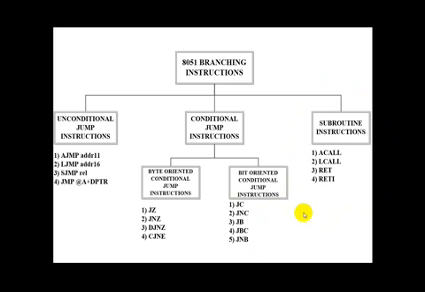How are the subroutine instructions different from the jump instructions? We shall see by writing a simple program. What are the subroutine instructions? Basically there are two: one is call, the other is return. We shall see in the program what the function of a call instruction is and what the functionality of a return instruction is.